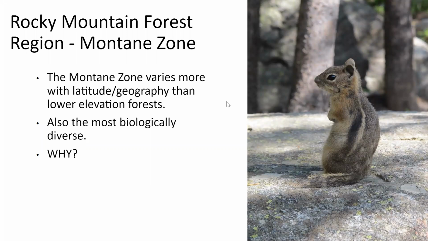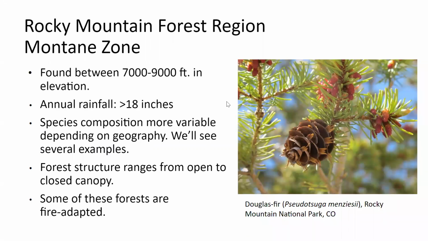So just an overview of this montane zone, generally speaking, depends on latitude, found between 7,000 and 9,000 feet. Annual rainfall is over 18 inches, but definitely more than the ponderosa pine forest. And as I said, the species composition varies depending on geography. So we'll look at a few examples. And the structure of those forests ranges from open to closed canopy. Some of these forests are fire adapted.